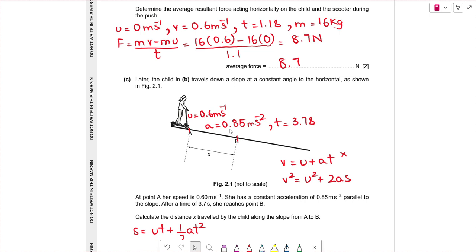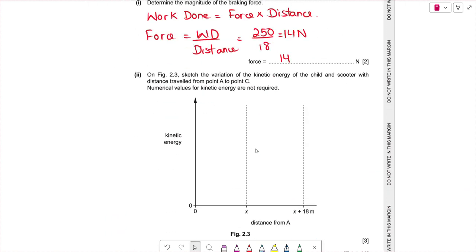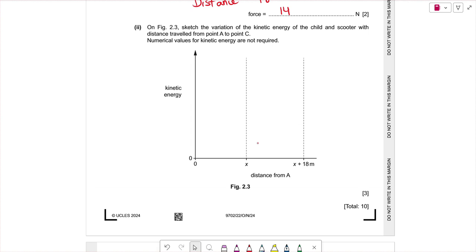At point B, we don't know, but since he was accelerating, the final speed at B must be greater than the speed at A. If the speed at B is greater than at A, it means that the kinetic energy at point B should be greater than the kinetic energy at point A. But we don't know the relation between kinetic energy and distance. But we do know the formula for kinetic energy, which is 1 over 2 mv square.